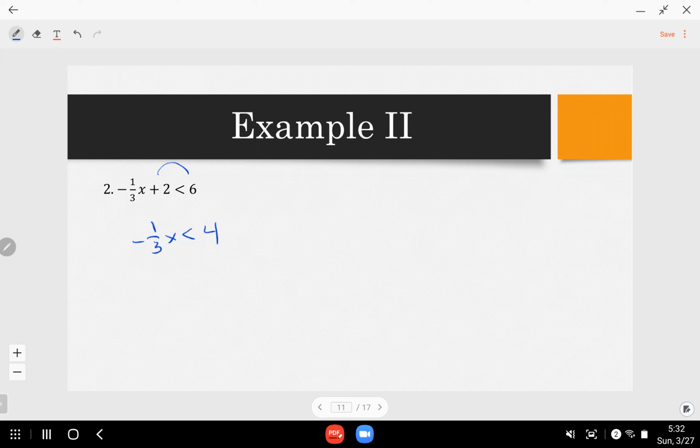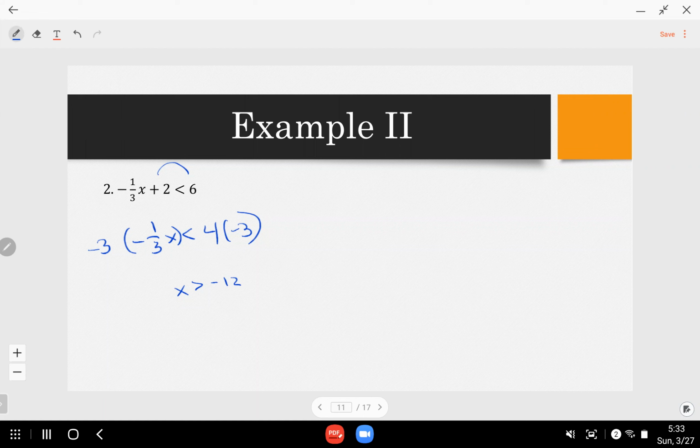Do we multiply both sides by 3 and then switch the negative sign? Yes. Multiply both sides by negative 3. All right. So it'll be negative x is less than negative 12. Wait. Oh yeah, x is greater than negative 12.